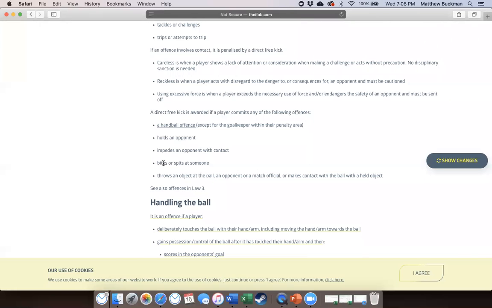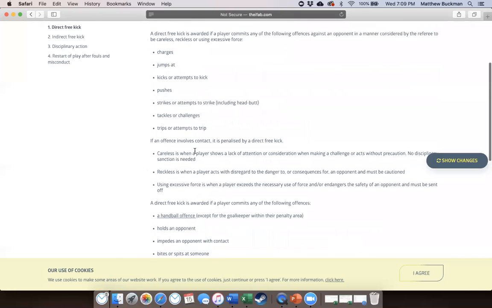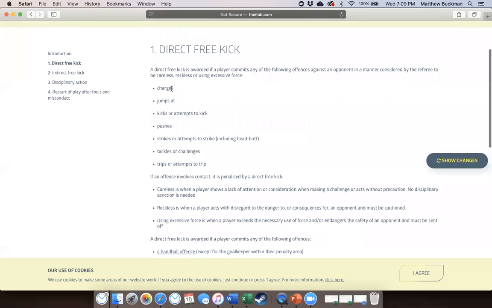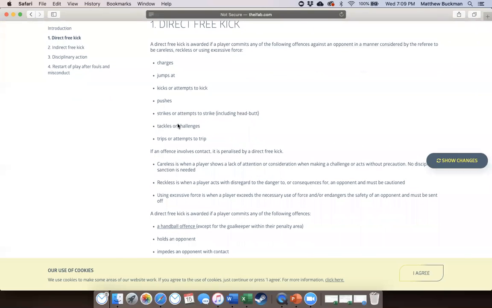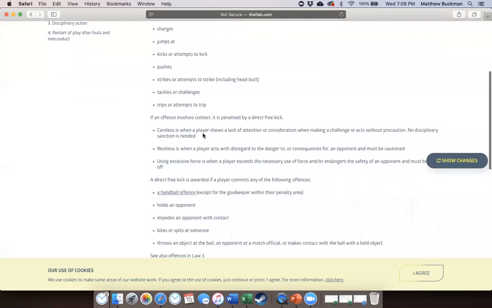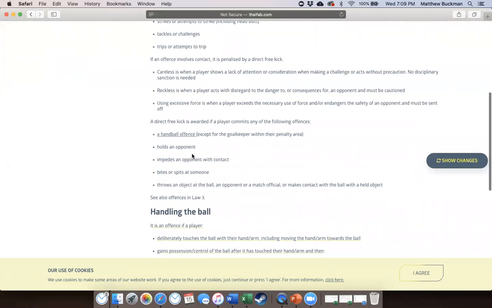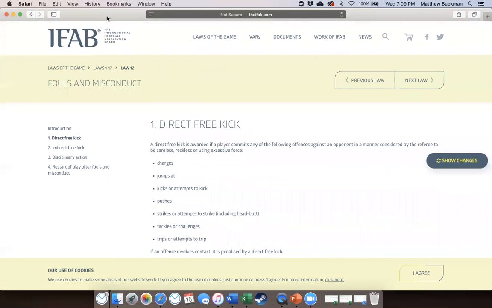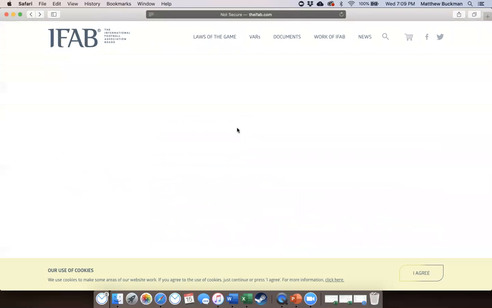Biting or spitting. Biting was added courtesy of Luis Suarez and the incident a number of years ago. And then throwing an object at the ball, an opponent, or a match official. So these are the circumstances under which we would have a direct free kick. Again, charging, jumping at, kicking or attempting to kick, pushing, striking or attempting to strike, tackles or challenges, trips or attempts to trip, as well as handballs, holding, impeding an opponent with contact, biting or spitting, or throwing something. These are all circumstances where we would have a direct free kick. If it happens within the penalty area, then we are going to have a penalty kick.